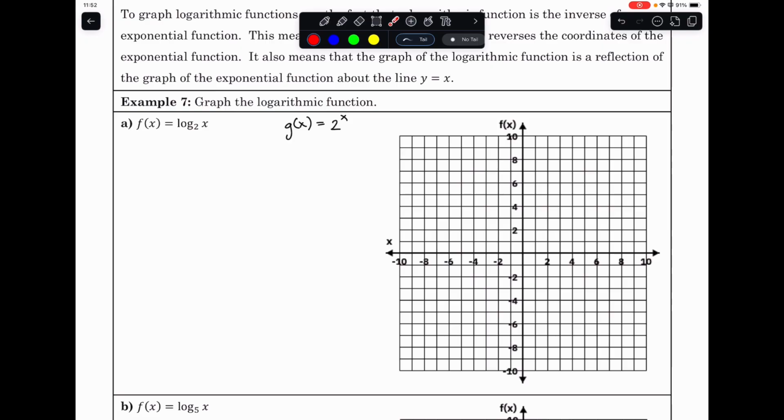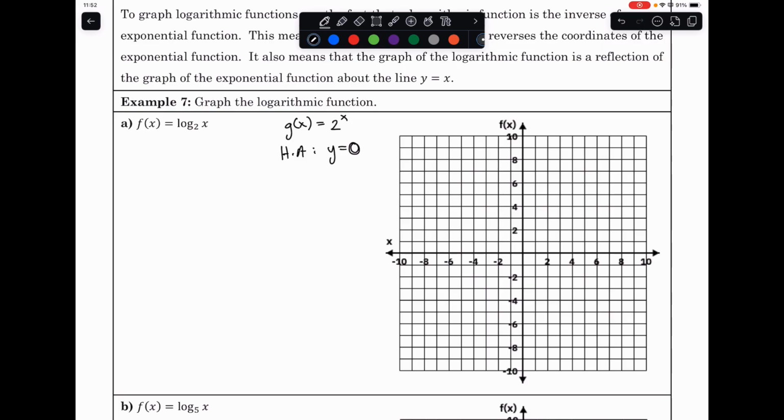So let's see what this graph looks like. You recall that this graph has a horizontal asymptote, an imaginary line right there, which is the x-axis. I'm sorry, not the y-axis, the x-axis. y equals 0 is what I meant to say.